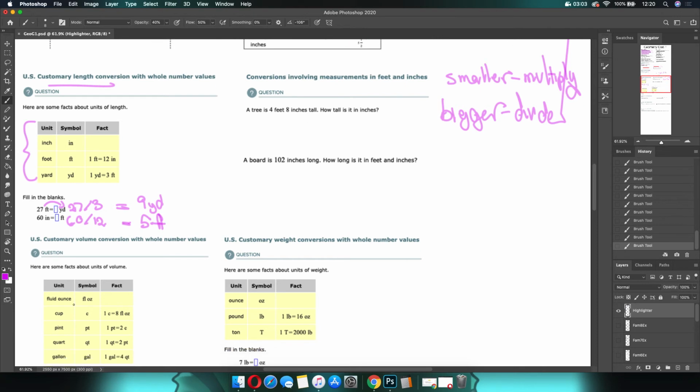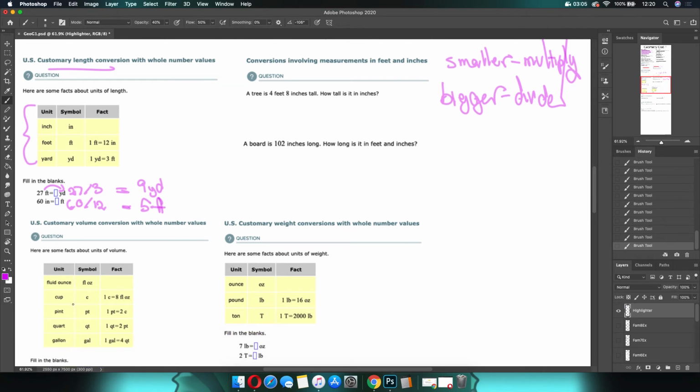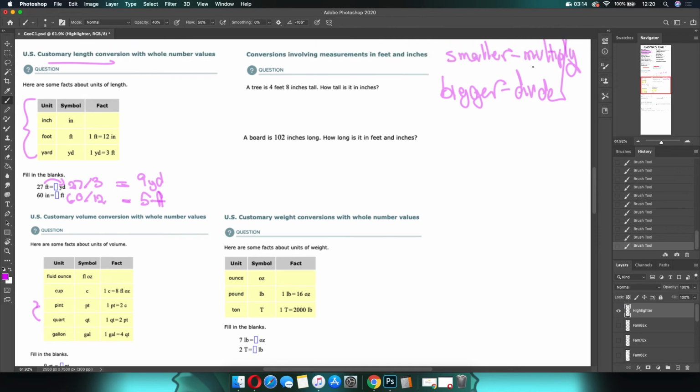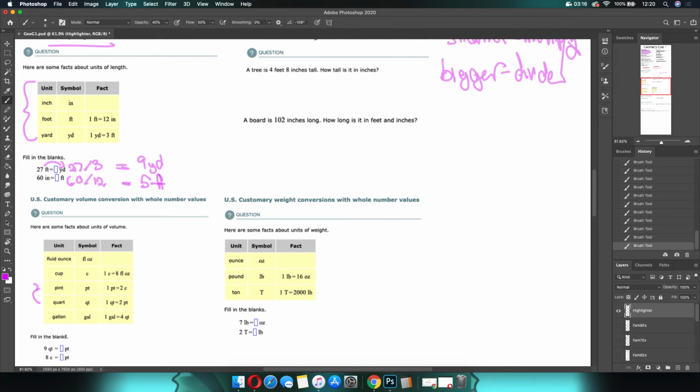Next one, let's see if we can do 3 right in a row, we're going from quarts to pints. So I'm going from quart to pint. That means I'm going smaller. To be smaller means that I am multiplying. So it's going to be 9 times 2, which is 18 pints.